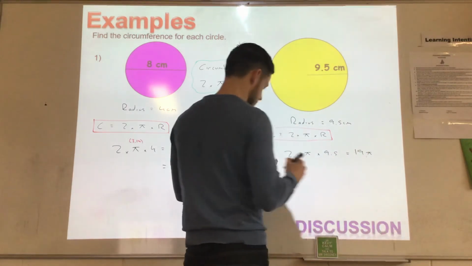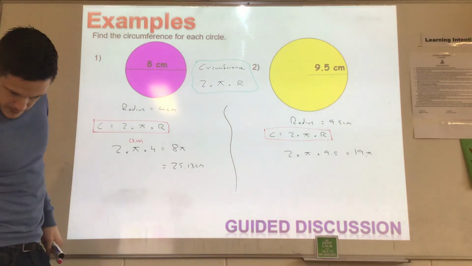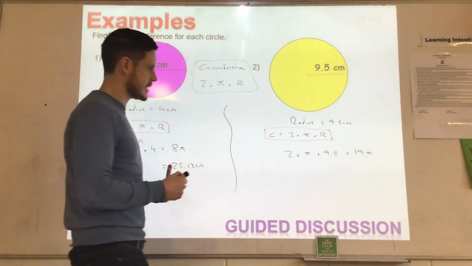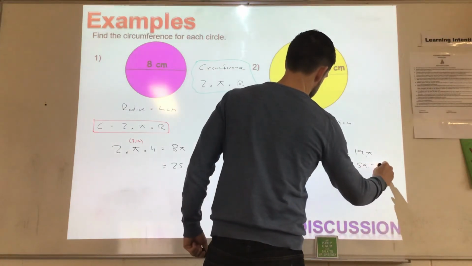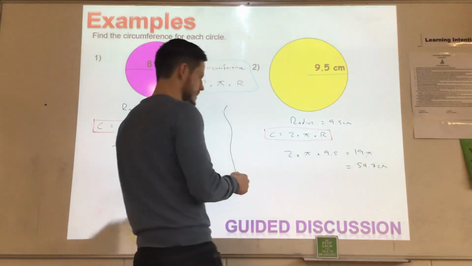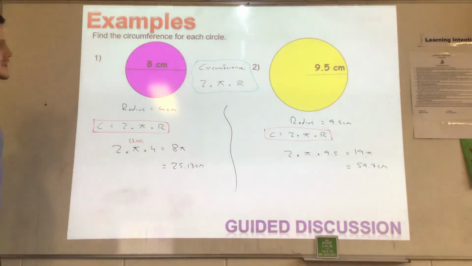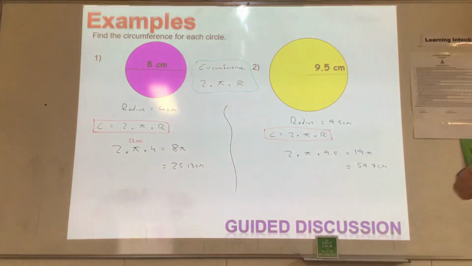And remember, you can just press change or SD. So 19 pi is 59.7 centimeters. Again, you can use 3.14 instead of pi. So that's how you get the circumference, the outside of the circle. So it's like walking around a circle. In your exam, you could be asked for the area, you could be asked for circumference, or you could be asked for both.